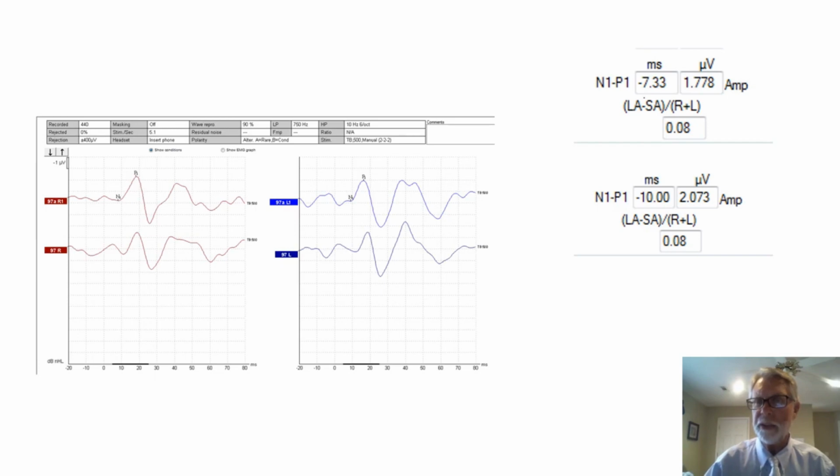You can see here is the latency on one side, the latency on the other side, and then you can see the amplitude in microvolts on one side versus the other side. And here is the asymmetry ratio, right? Well within normal. Best oVEMPs that I've ever seen.